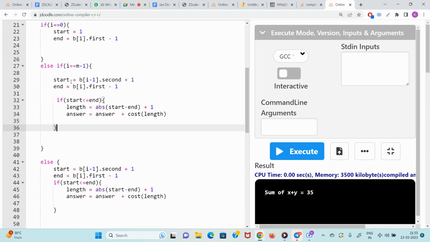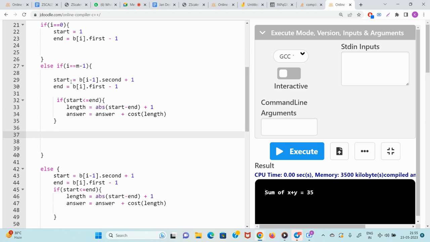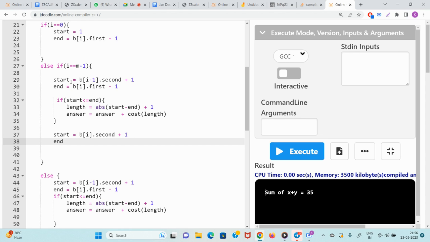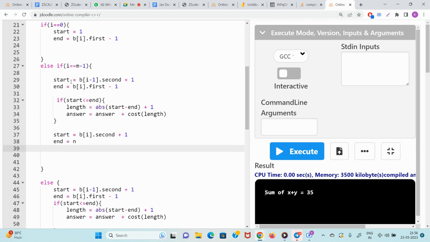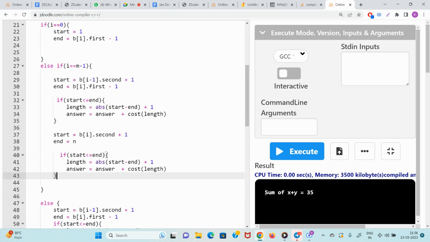Okay, now one more extra range can come for the last guy. Now I will not try to explain, you guys can do it yourself. Because once the last range is coming, there is some space left between the last range and n, right? So what can be the start point? One more start point is possible. It can be b of I dot second plus 1, and the end range can be what, guys? It can be n. Simple. N is also possible, na? So if start is less than equal to end, again do the same. Clear, guys? Similarly pasted here also. The job is done, guys.